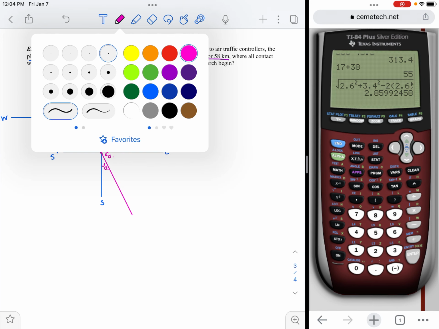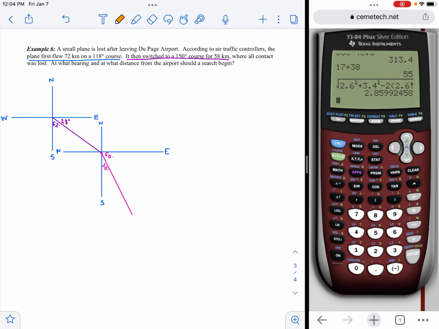All right, I forgot to put in the distances. So let's do that right now. This was 72 kilometers, and this is 58 kilometers. Oops, kilometers. Okay, so now it says, where all contact was lost. So let's start back from the beginning. A small plane is lost after leaving DuPage Airport. So this is DuPage Airport right here, just so we're aware.